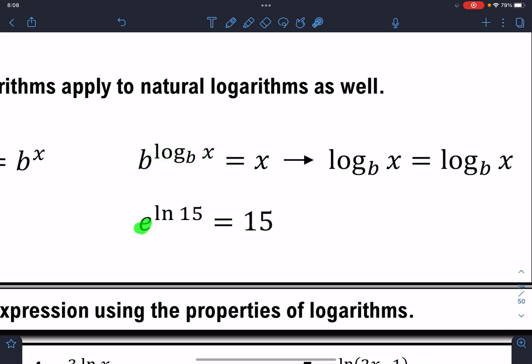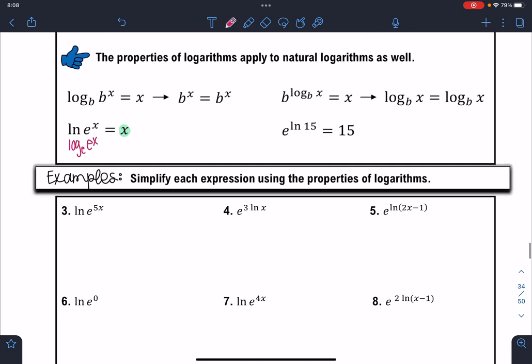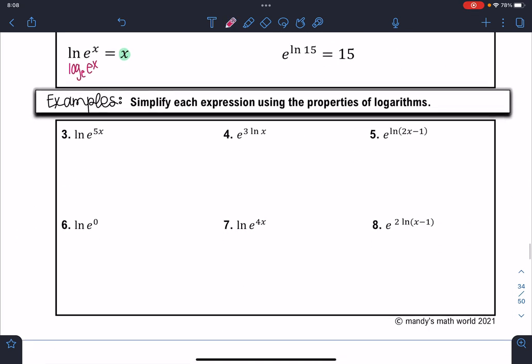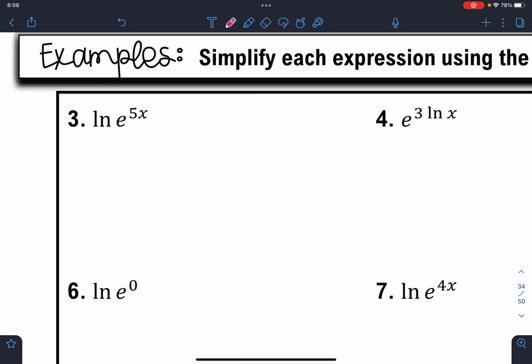So if I have e, the number, raised to, technically the natural log is just log of e, the same base there, it's going to cancel. So same properties, right? So if I wanted to simplify these expressions, it's actually going to be a lot easier than we think, okay? It looks very complex, but we can break this down, right?